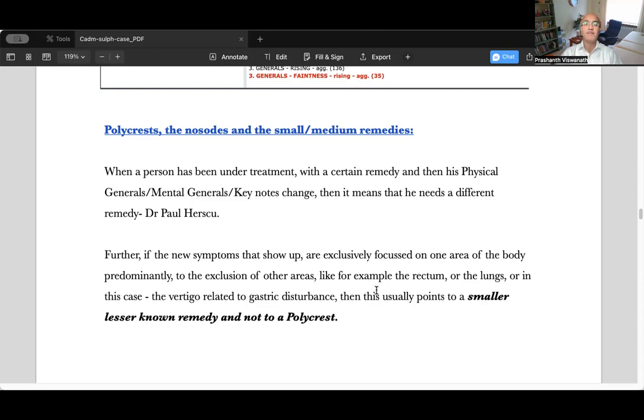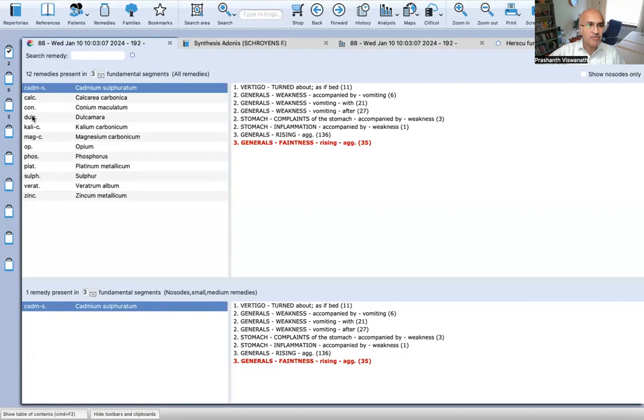So now, if we keep these two things prominently in mind, and we go back to our case, I'm going to stop sharing, and we look at the small remedies that are present in our case, what do we notice? We notice the presence of dulcamara and cadmium sulf.